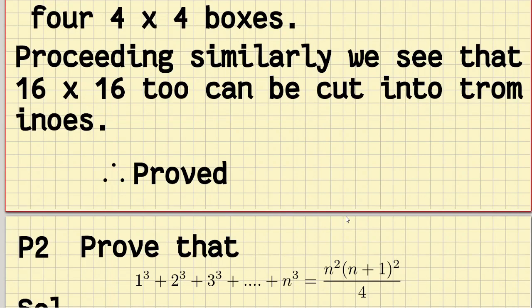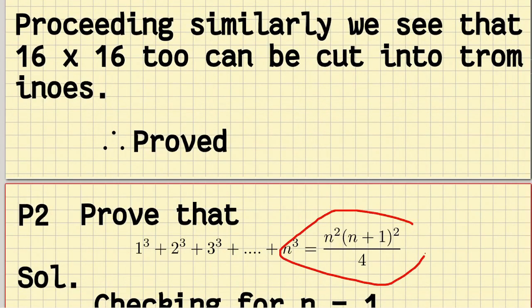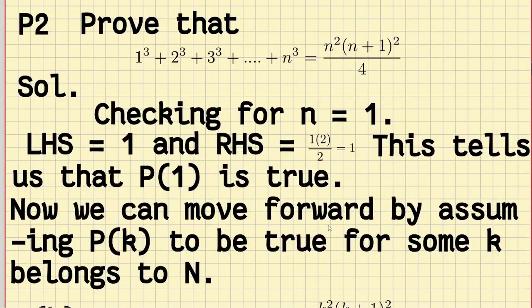So first, what do you have to do? As I said, you first have to prove that P1 is true, that the first domino will fall. So I will try to prove it for a very simple case. And what is the simplest case here? That would be 1. So let us prove it for 1. Putting n equal to 1, we get the LHS equal to 1. Checking the RHS for n equal to 1, we get 1 into 1 by 4, wait, 1 into 4 by 4: the 4s cancel out and we get 1. So this tells us that P1 is true.